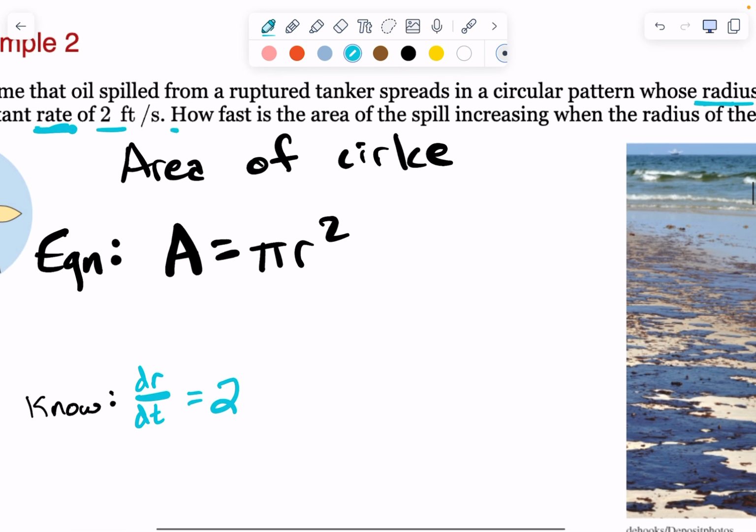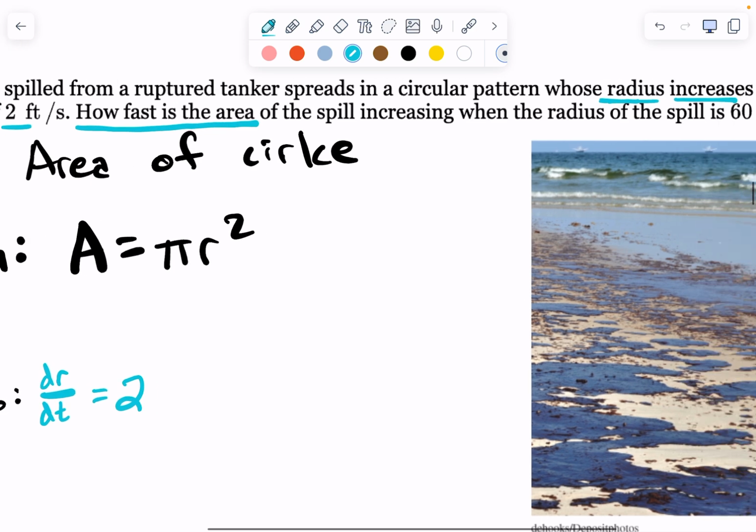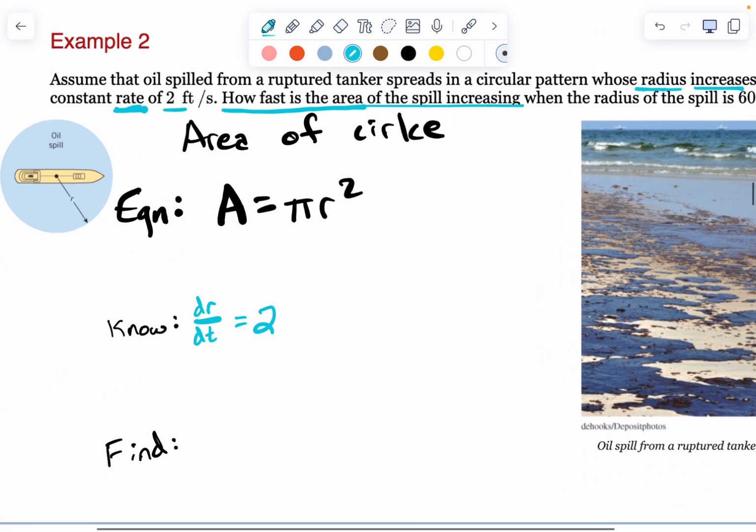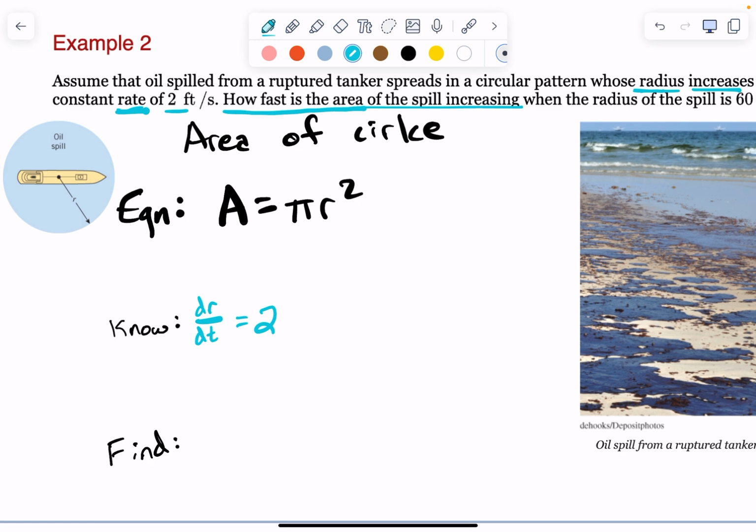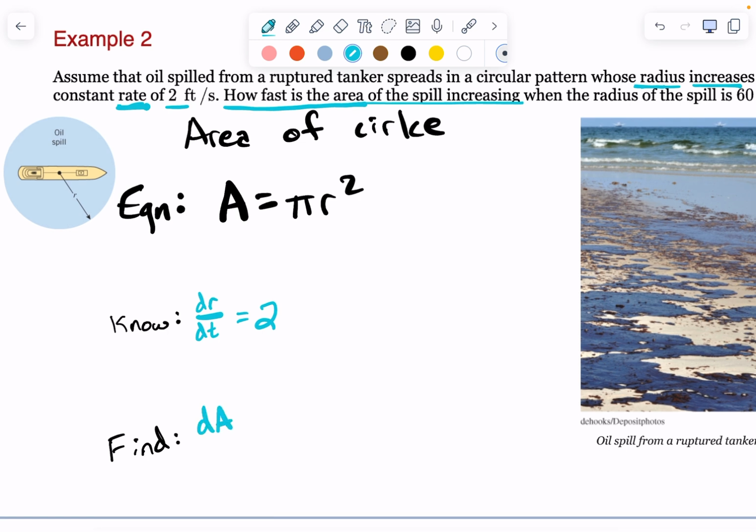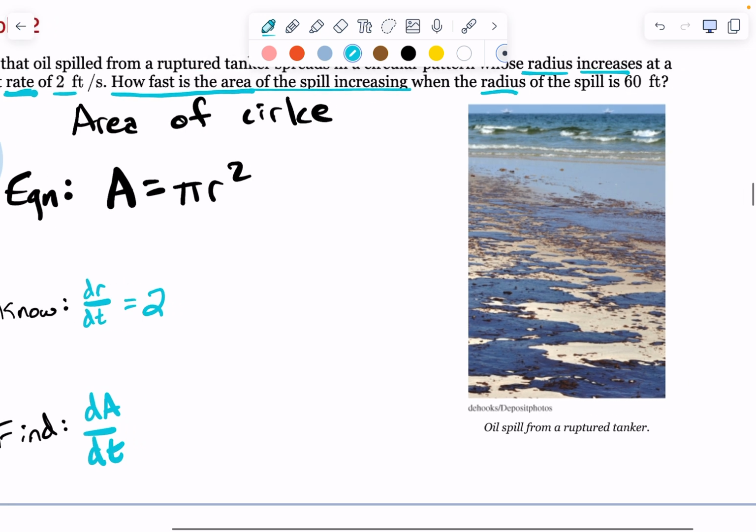Okay, it says, how fast is the area of the spill increasing? So what are we trying to find? We're trying to find dA/dt, right? That's what we're trying to find. How fast is the area? Fast means the rate of the area, right? Which is dA/dt. When the radius is 60. When r is 60. Got it? So 2 things that we know, 1 thing that we're trying to find.